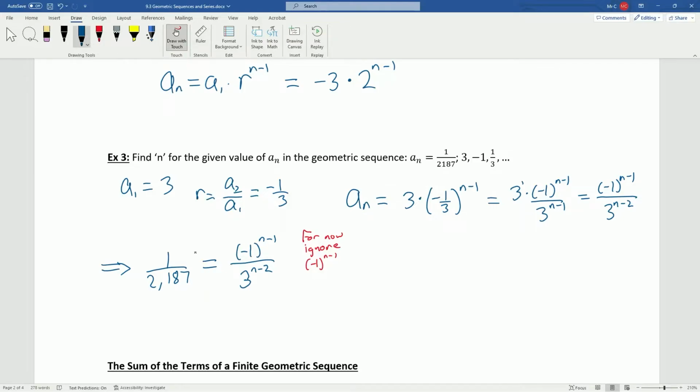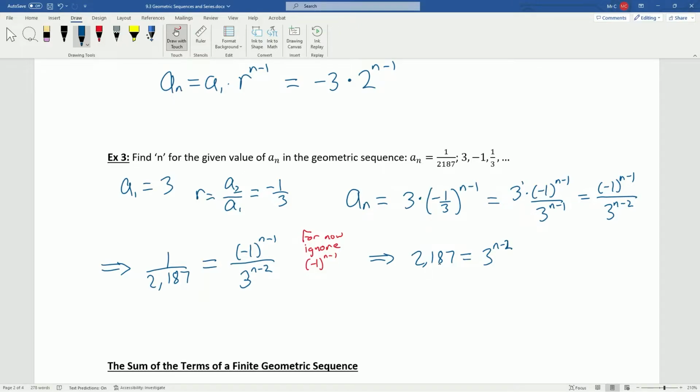So, in other words, for these two things to be equal, if I ignore this part, I just need these denominators to be equal. So that implies 2187 should be equal to 3 to the n minus 2 power. And there's a number of ways I could approach this, but I think the easiest one is to just figure out how to rewrite 2187 as a power of 3. Now that might seem tricky, but you can just multiply 3 out over and over in a calculator, and see how many times it takes to get to that number.